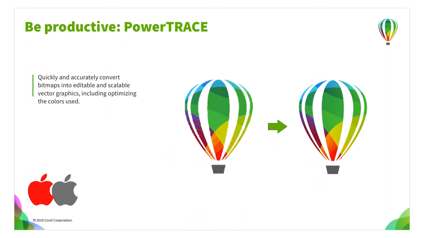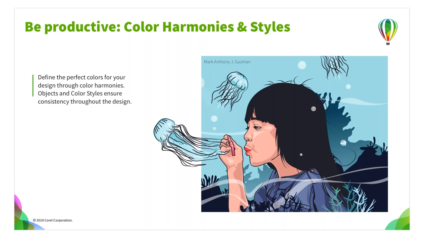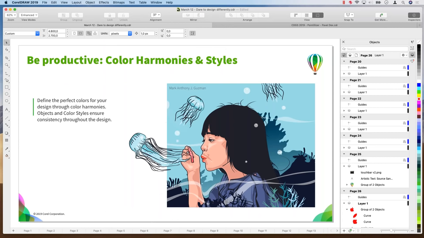CorelDRAW Graphics Suite also provides very powerful capabilities with respect to color. Color harmonies allow users to use color theory to define the perfect colors for their design. And if you want to change the colors for a particular design, you can keep the colors used in harmony and completely alter the color set used while keeping balance. So color styles can be created and applied to ensure consistency throughout the design. And I want to give you a quick example of that as well.